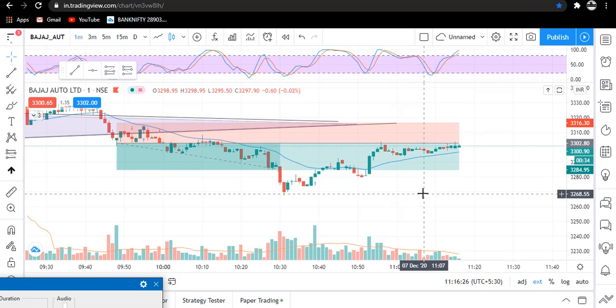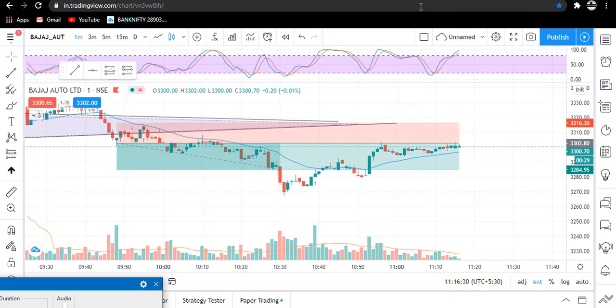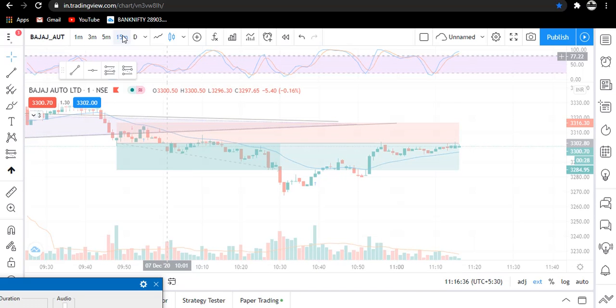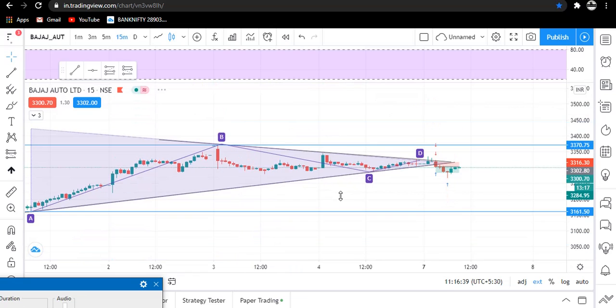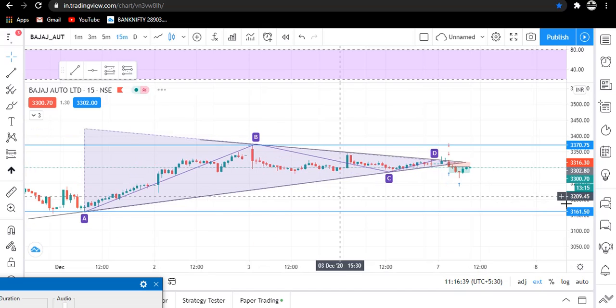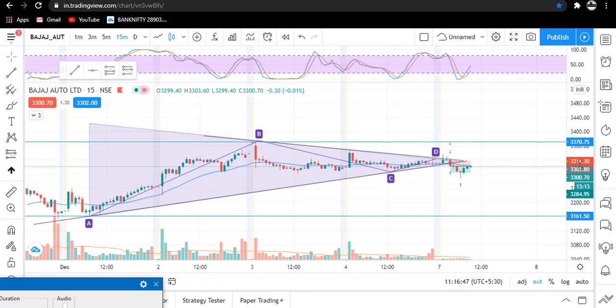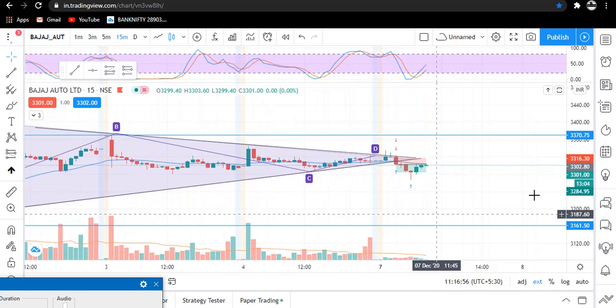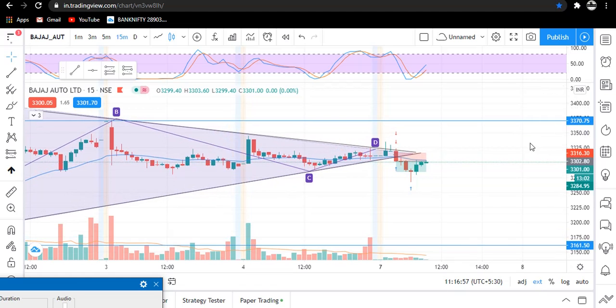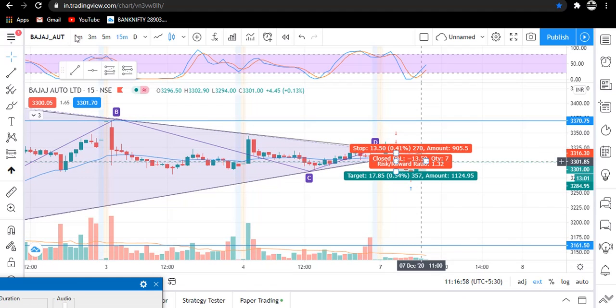Okay traders, so now let me explain the setup and the logic why I took a trade here. So coming on to the 15-minute time frame. Traders, as I uploaded on my Instagram account, my analysis in Bajaj Auto was that a triangle pattern was formed. Here you can see a breakout was given.